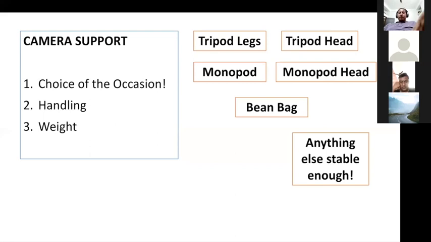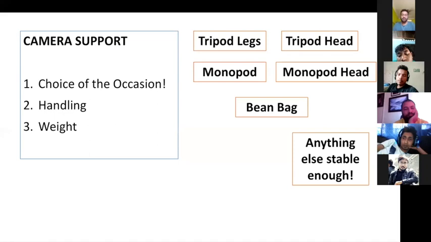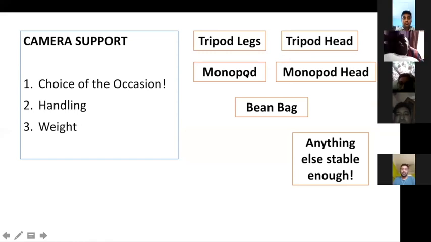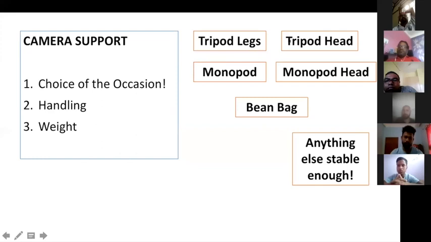If I'm, for example, sitting on a gypsy, probably it would be very inconvenient to use a tripod. In those kind of situations, I will probably be using a bean bag or maximum a monopod. But if I'm walking, and if I'm not walking for long, if I have the fitness to carry my tripod, I will probably be carrying a tripod, because tripod with a good head is probably the best camera support that you can use.